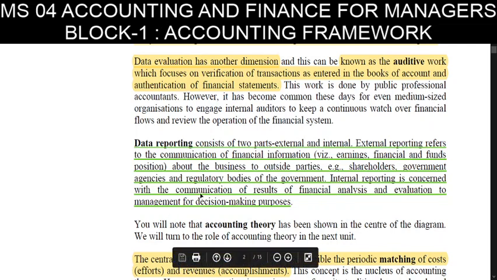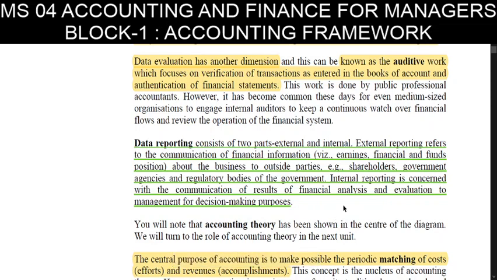Internal report is mainly concerned with giving the results of financial analysis and evaluation to the management for the purposes of decision making.